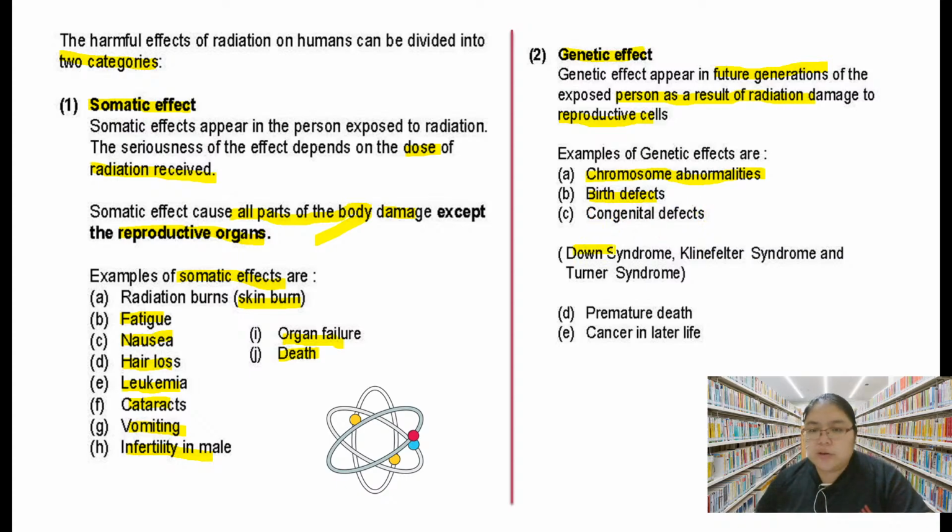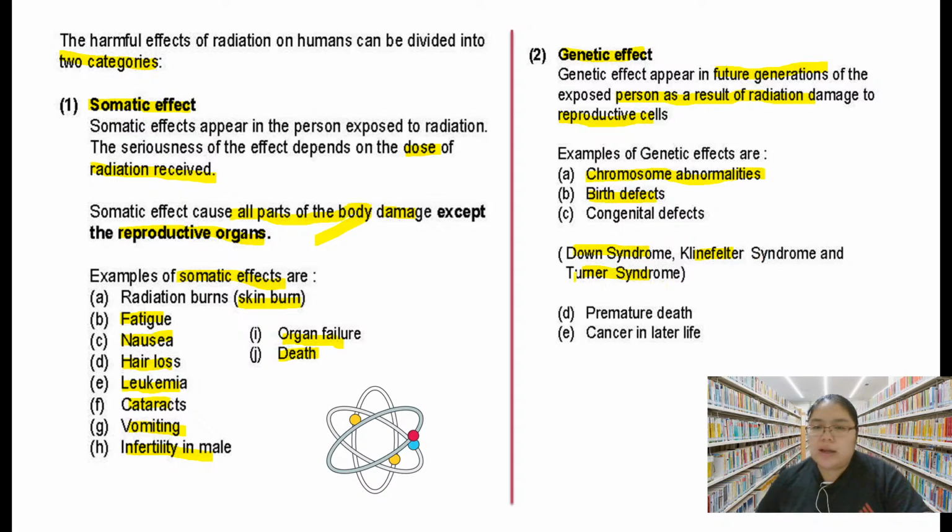So from here, we have Down syndrome, Klinefelter syndrome, and Turner syndrome. Klinefelter syndrome is for the boy, for the guy. A guy is normally XY, is it? For Klinefelter it is XXY. That means you have one extra X.